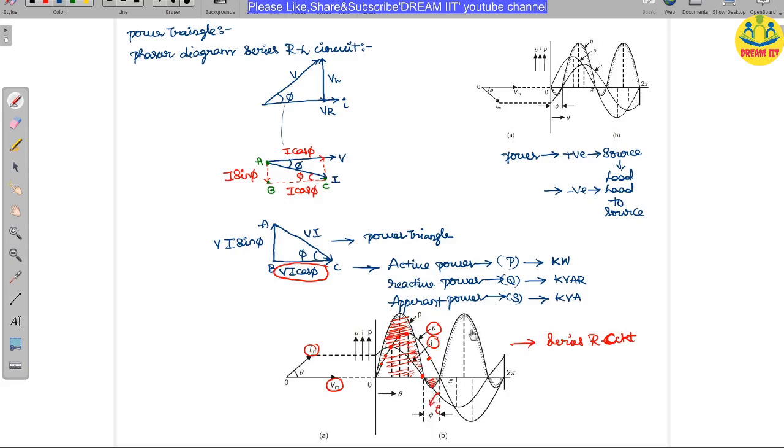Once again the power is positive, that means power is flowing from source to load. But once again, if you observe here, the power is flowing from load to source. That is what is happening. So if you observe this diagram, this power is reacting itself.